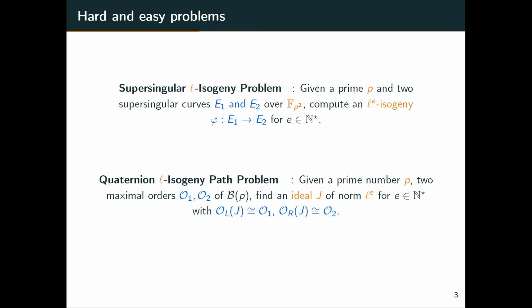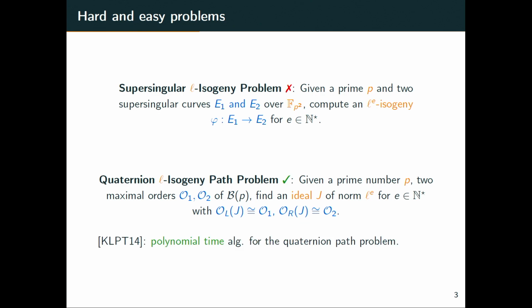And of course, this problem is believed to be hard. This is one of the foundations of isogeny-based cryptography. On the bottom, we have the translation of this problem under the Deuring correspondence. So I've just taken the elements and then replaced them with their counterparts in the quaternion world.